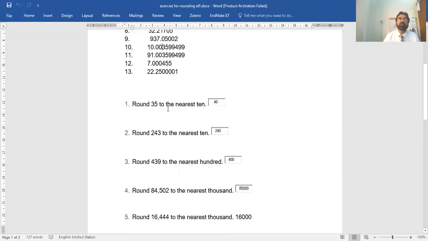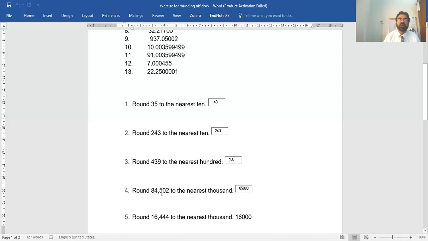Rounding 35 to the nearest 10, it will become 40. Rounding 243 to the nearest 10, it will become 240. You have to delete this one, and it becomes 240. Rounding 439 to the nearest 100, that will become 400. The reason is, if this digit is less than 5, you have to remove this one, and this 39 is replaced by 00, so it will become 400.